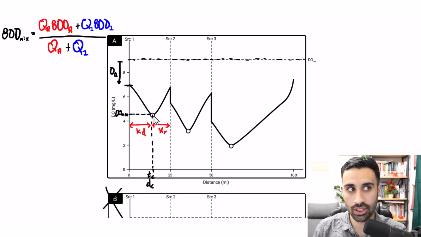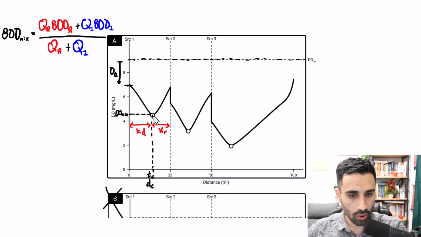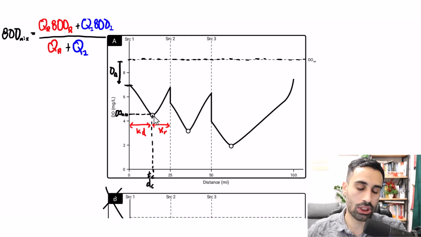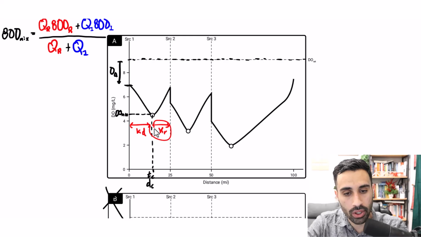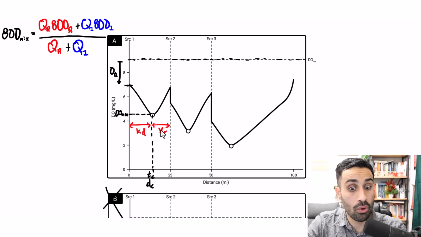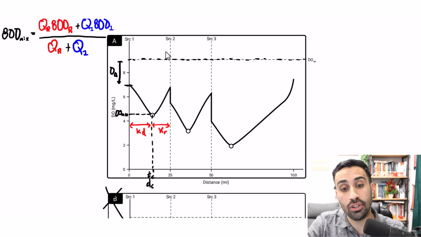If we have the velocity of the river, we can do calculations for the critical time if needed. Solution will be attached in the link below. So then we know that is going to be the initial part where dissolved oxygen, after that minimum, reaeration and recovery of the river dissolved oxygen, and then we hit source 2.